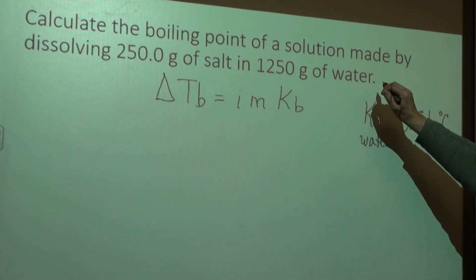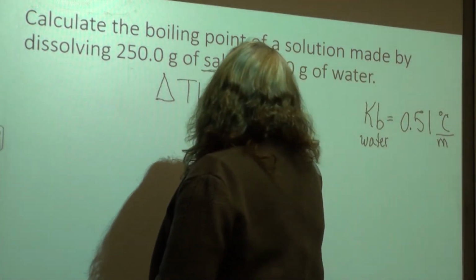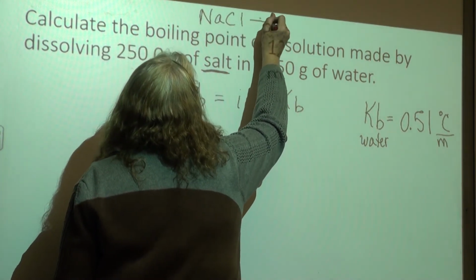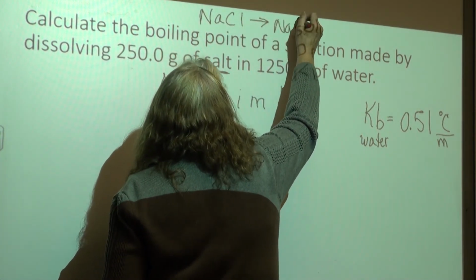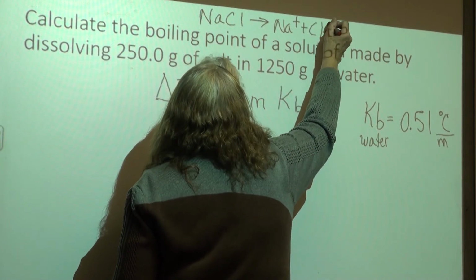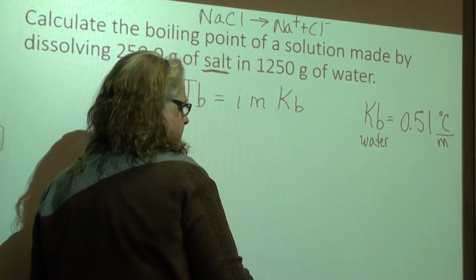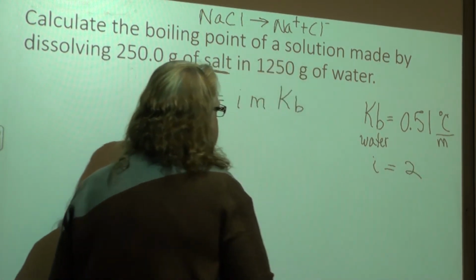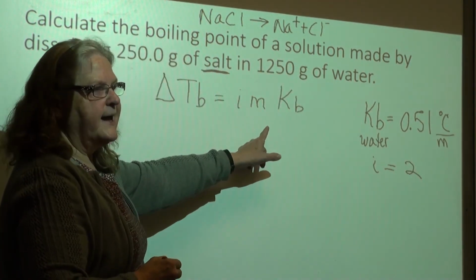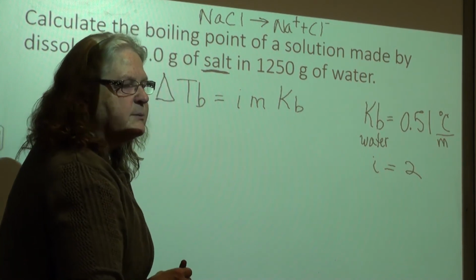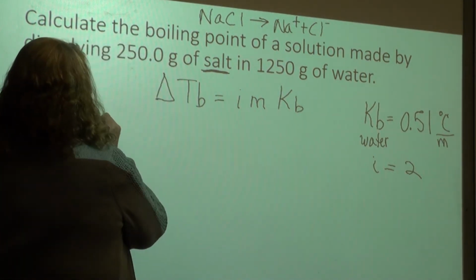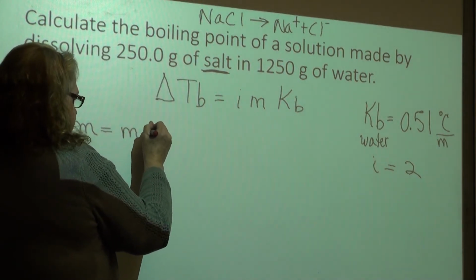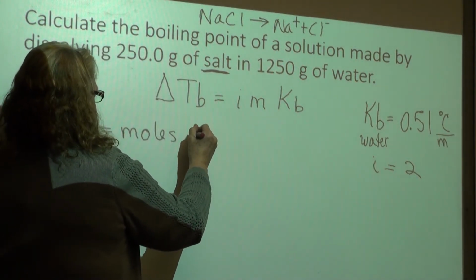It's sodium chloride, so it's salt. We're assuming it's table salt, but it's sodium chloride. I've already broken this up a bunch of times now. So what is I? Okay, I'm almost there. The only thing I don't know is the molality. So how am I going to get the molality? What is molality? Moles of sodium chloride over the kilograms of solvent.